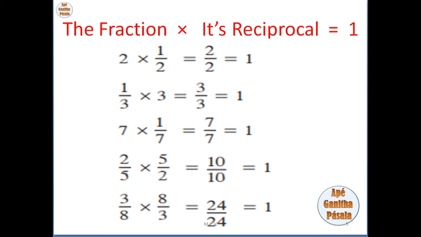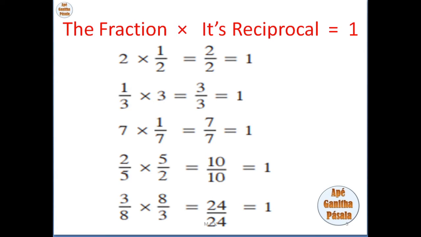Reciprocal of a whole number is a unit fraction. Reciprocal of a unit fraction is a whole number. So reciprocal of 7 is 1/7. Then 7 multiplied by 1, 7. 7 divided by 7 is 1. Reciprocal of 2/5 is 5/2. Then 2 multiplied by 5, 10. 5 multiplied by 2, 10. 10 divided by 10 equals 1.